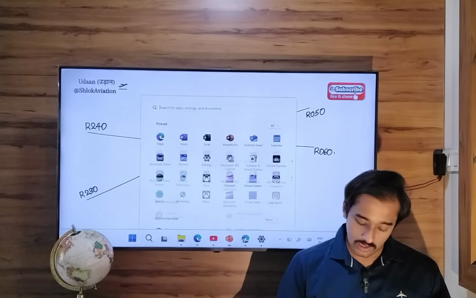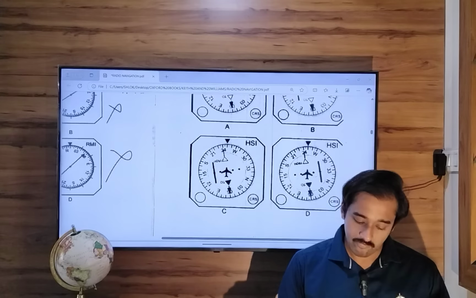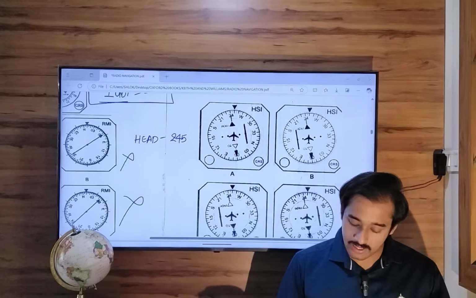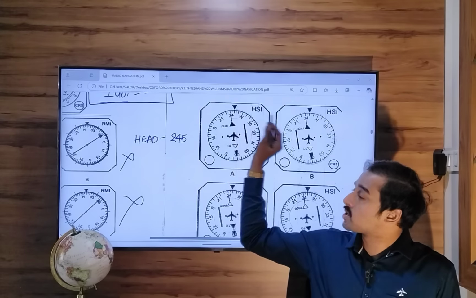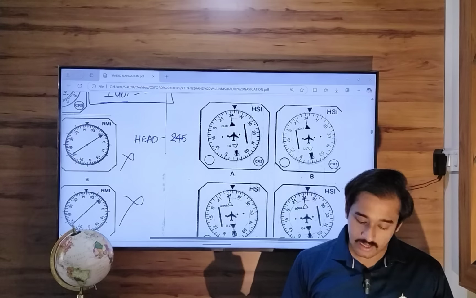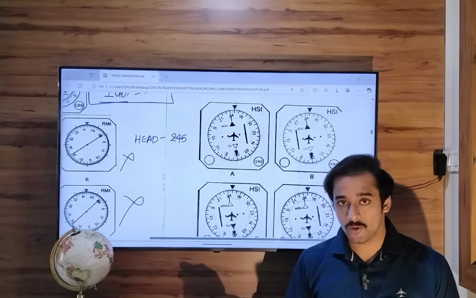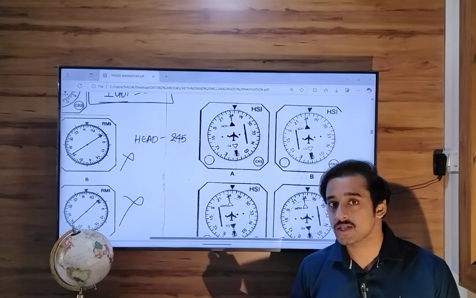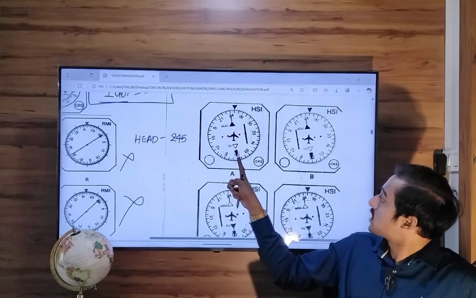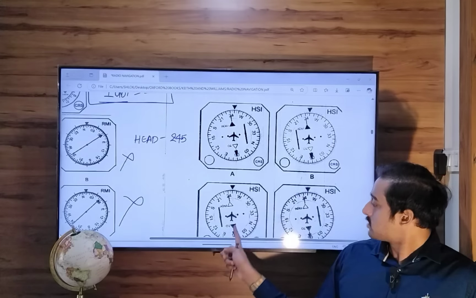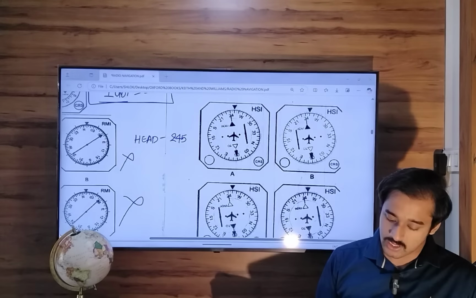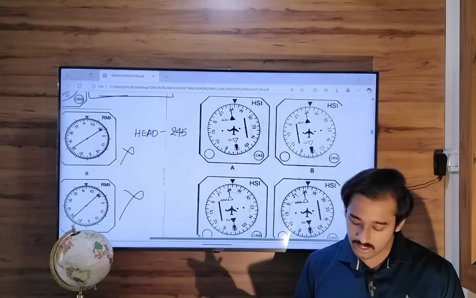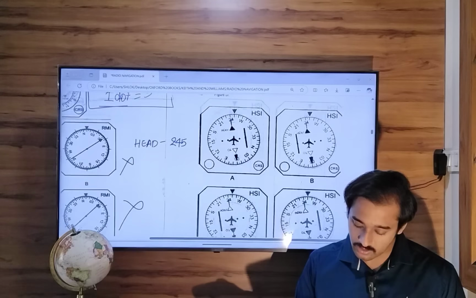Okay. So let's check the HSI figure here. Now the magnetic heading should be pointing at 250. So in all the diagrams, the magnetic heading is 250. That's fine. The course is 060. That means the tip of the needle should be pointing at 060. So 060, 060, 060 and 060. So all four figures have the same indication.